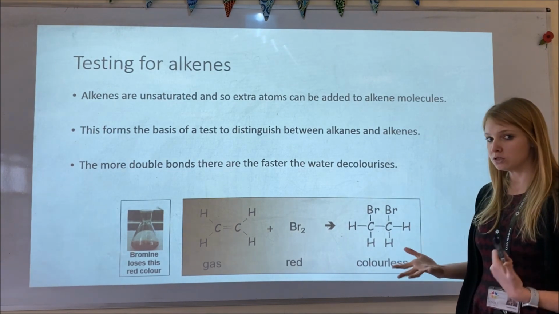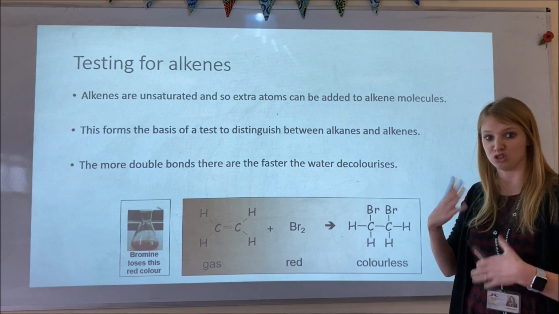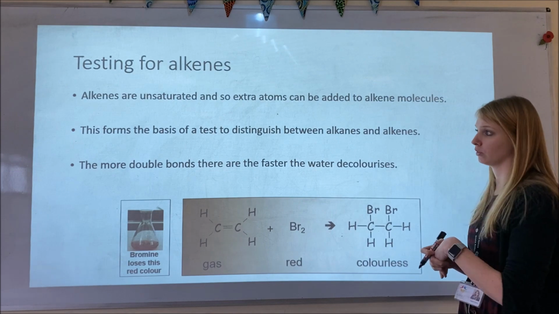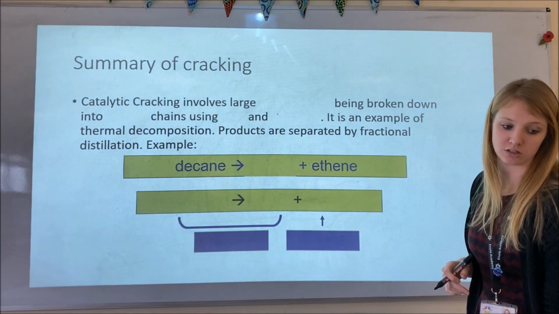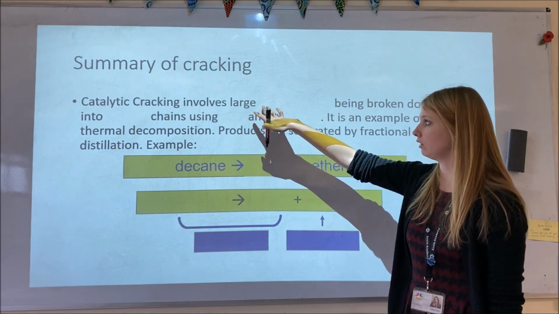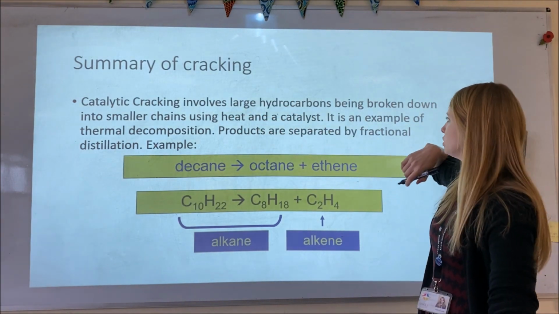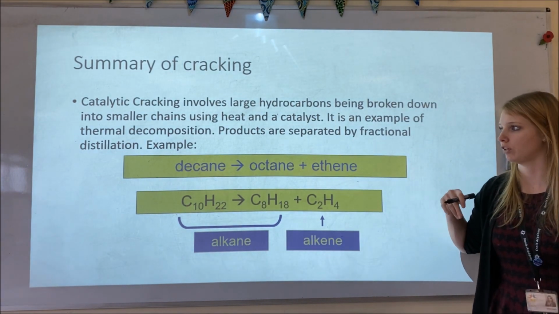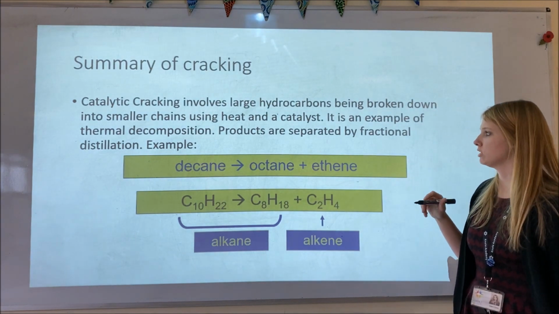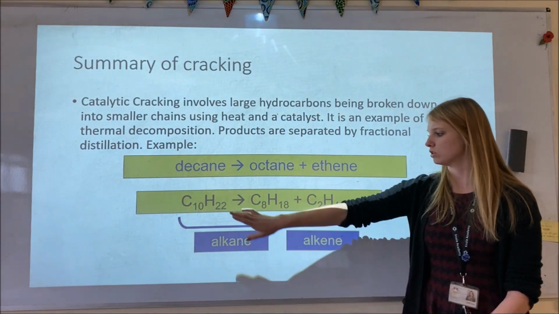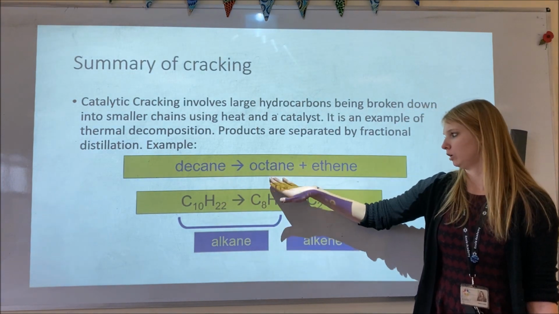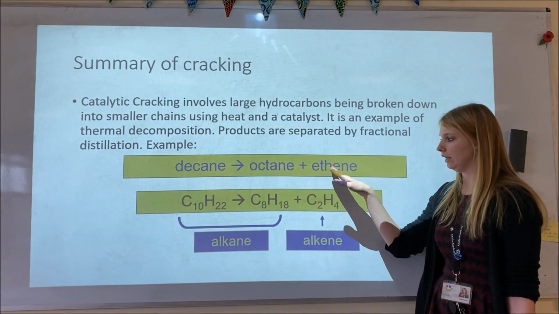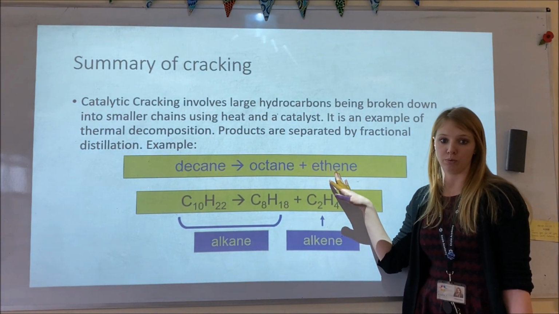The more double bonds there are, the faster this happens, because you can make more of that bromine part of a molecule. So, just to summarise, catalytic cracking involves large hydrocarbons being broken down into smaller chains using heat and a catalyst. It is an example of thermal decomposition. Products are separated by fractional distillation. For example, decane through catalytic cracking can become octane and ethene. Octane we can use as a fuel, which we'll do next, and ethene we can use to make polymers like plastic.